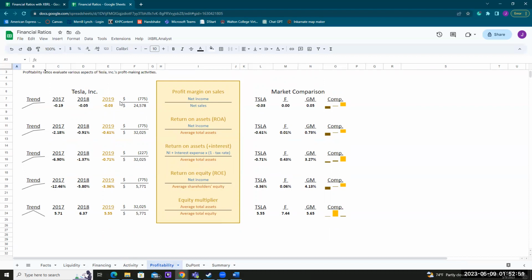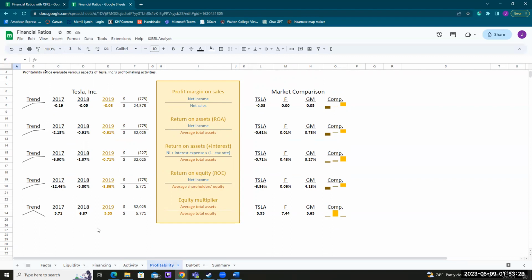Profitability. So we can see here that obviously Tesla has not been profitable really in any sense except for our equity multiplier. This is really because in 2017, 2018, 2019, Tesla is not a well-known company. They're still gaining popularity. They haven't hit that big explosion that we saw in 2020 and 2021 when they became really, really popular and a lot of people started buying them. So this is to be expected here.